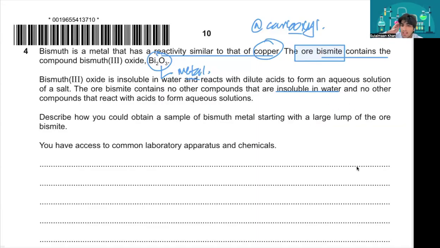Yes, just like you extract iron. So, it's a large lump. I'll crush it using a pestle and a mortar. I will add water to it so that everything else dissolves except for bismuth oxide. And then I will react it with maybe magnesium or maybe with iron. So if I react bismuth oxide with, let's suppose, magnesium, Bi2O3 is going to give you MgO plus Bi.